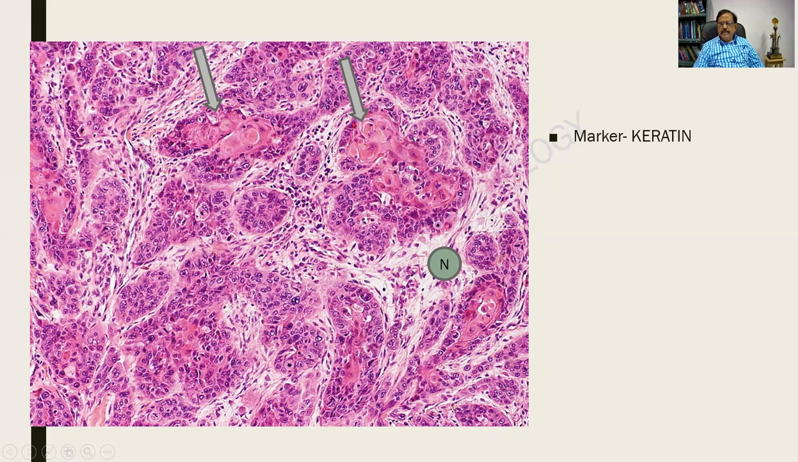And what are epithelial pearls? Concentric arrangement of the tumor cells, which are more eosinophilic, and they are there at the nidus of it. And these are the various nests of the tumor cells, and the tumor can be seen infiltrating the fibrocollagenous stroma. The marker for it can be keratin.